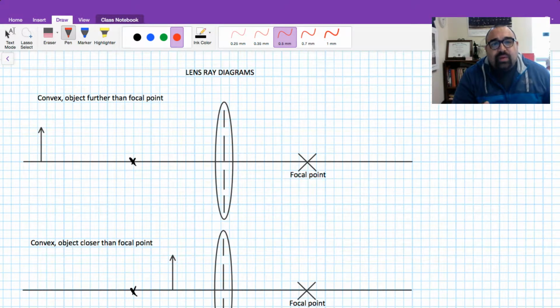I made a video in class during our lecture to show how to create these lens ray diagrams. And in class we got through the convex lens scenario where the object is further away from the lens than the focal length.